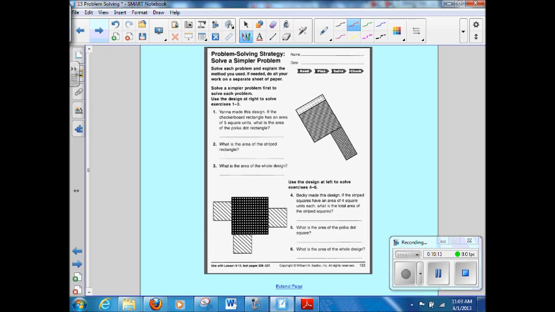This is page 123. There's more information and a couple more problems on 326 and 327. We were working on problem solving and a strategy for today, and it is to solve a simpler problem first. Here's our instructions. Solve each problem and explain the method you used. If needed, do all your work on a separate sheet of paper. That might be handy.